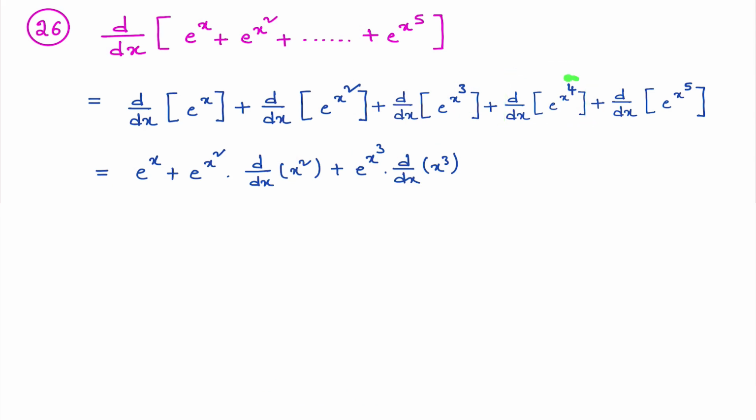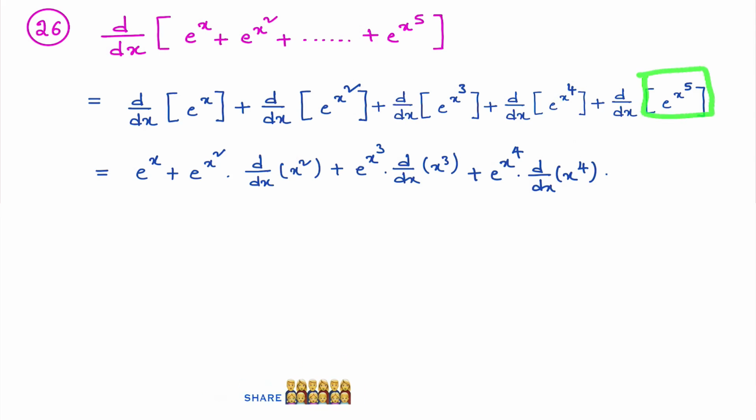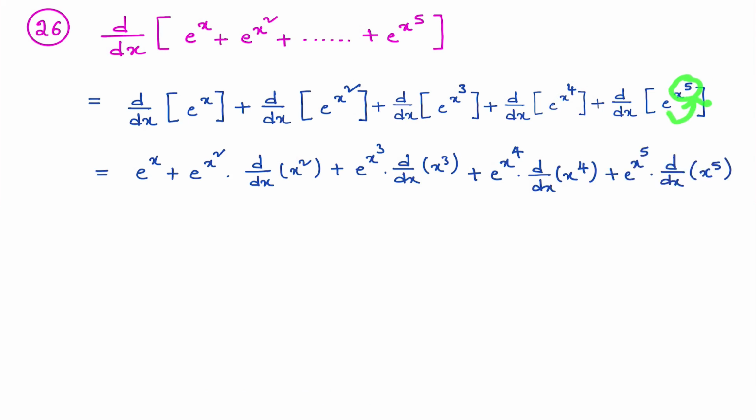Similarly, here you imagine x power 4 as x, then it looks like e power x. As derivative of e power x is e power x, derivative of e power x power 4 is e power x power 4 into which one you imagined as x, you need to differentiate it, d by dx of x power 4. Now see this one, d by dx of e power x power 5. You imagine this x power 5 as x, then it looks like e power x.